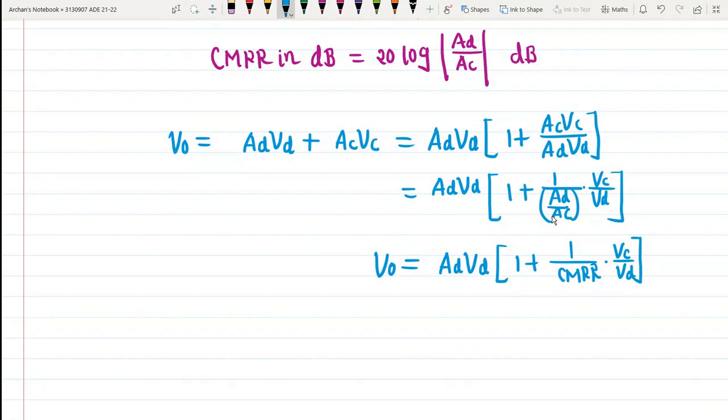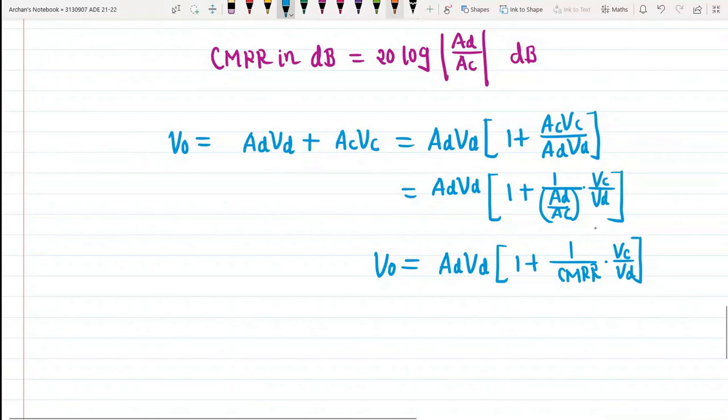Okay, so this is how we can express the output voltage equation of differential amplifier in terms of common mode rejection ratio. So this equation explains that as CMRR is practically very large, though both VC and VD components are present, the output is mostly proportional to the differential signal only, you can see. Okay, so the common mode component is greatly rejected.